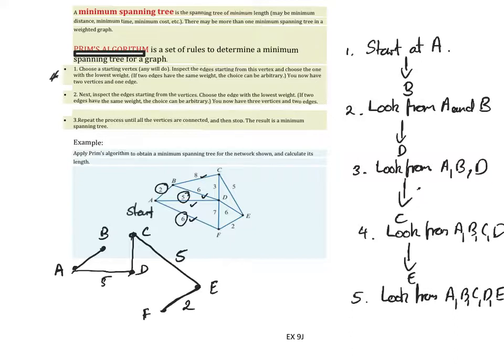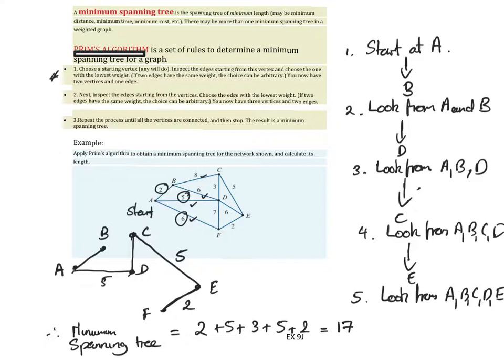So my minimum spanning tree, therefore, would be all of those lengths added together. So it would be 2 plus 5 plus 3 plus 5 plus 2, which added up is equal to 17. So the diagram is my minimum spanning tree, and the actual length is 17. That is the smallest spanning tree that you can get from that graph.